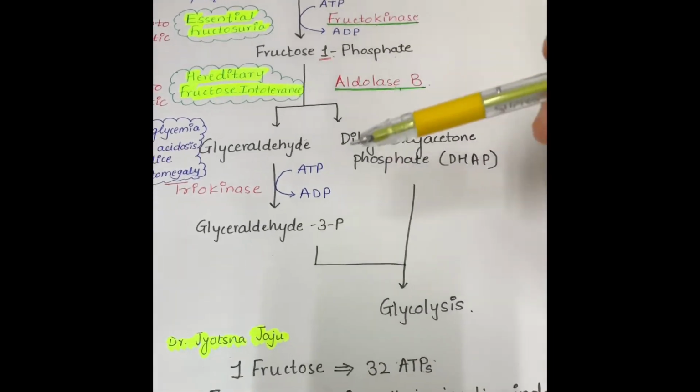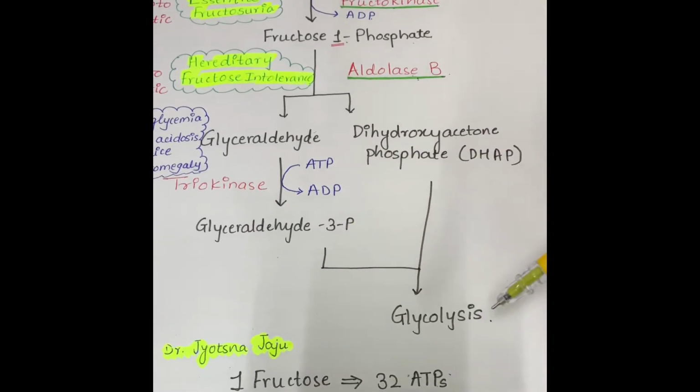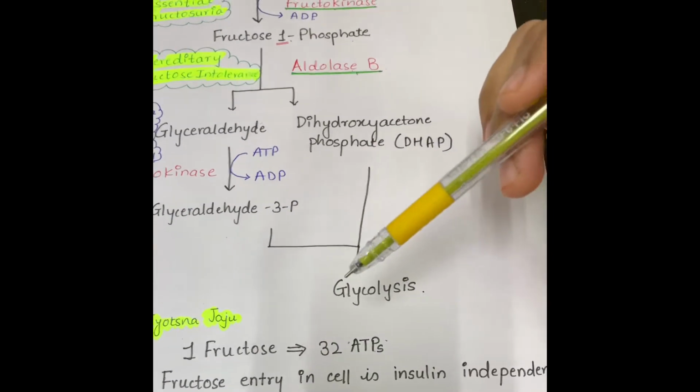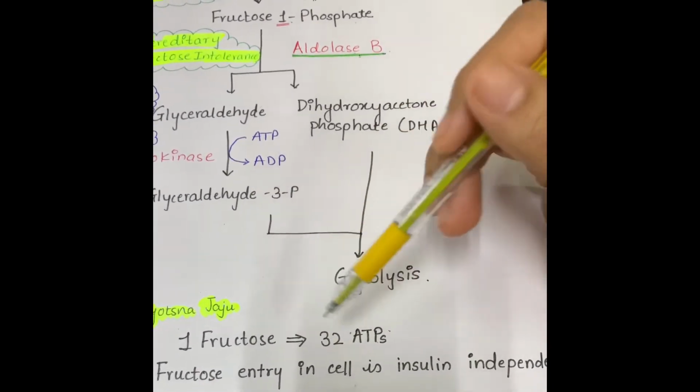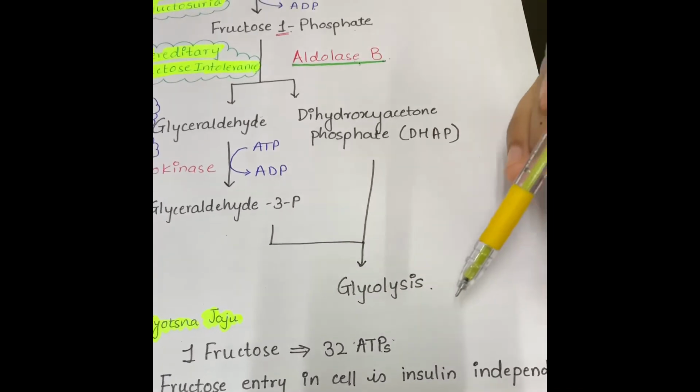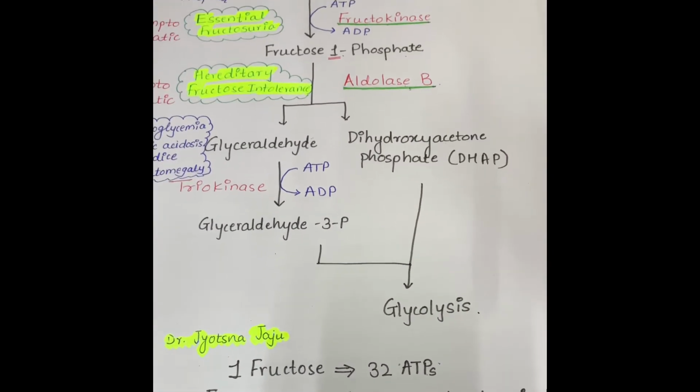Now, one fructose gives 32 ATPs and fructose entry into the cell is insulin independent. So, in a diabetic patient, this fructose gets metabolized nicely. Thank you.